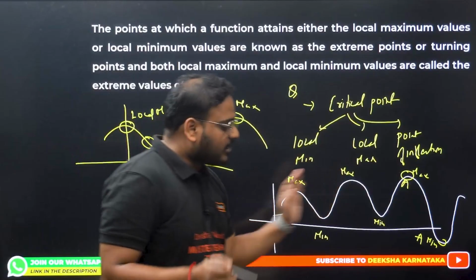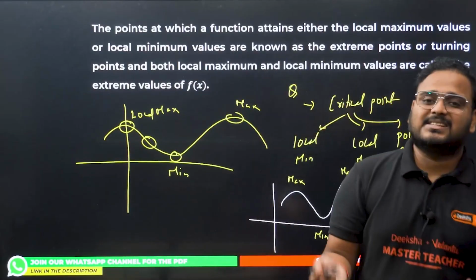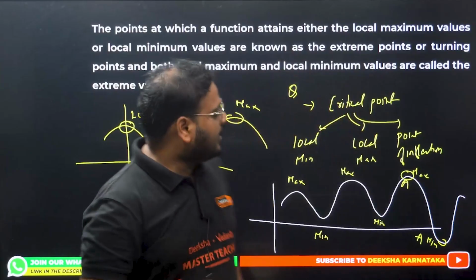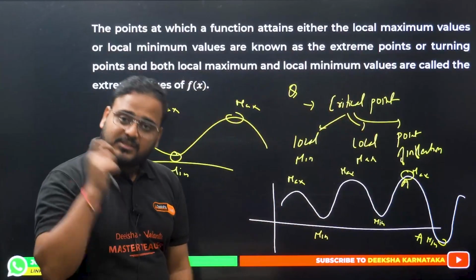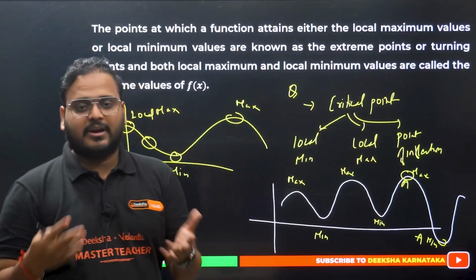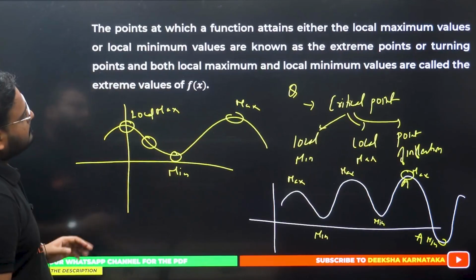So in all the given maxima values, whichever is the largest becomes your greatest maxima or absolute maxima. And similarly, of all the minimas, whichever is the smallest becomes simply the absolute minima or the greatest minima. Okay, this is clear now?